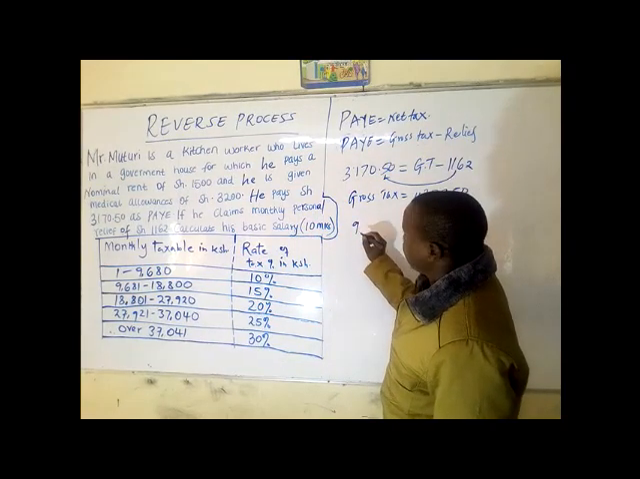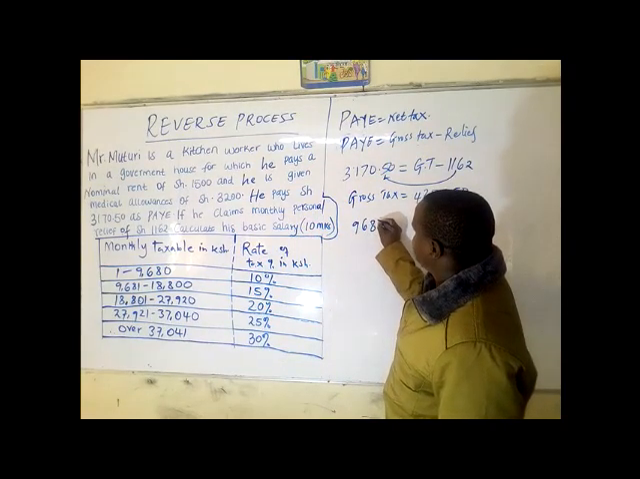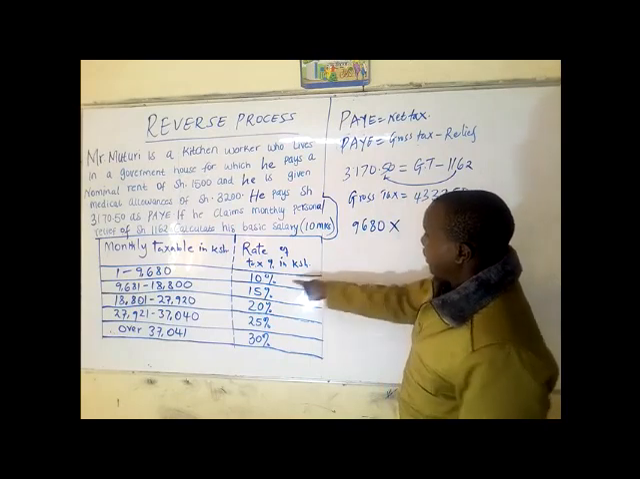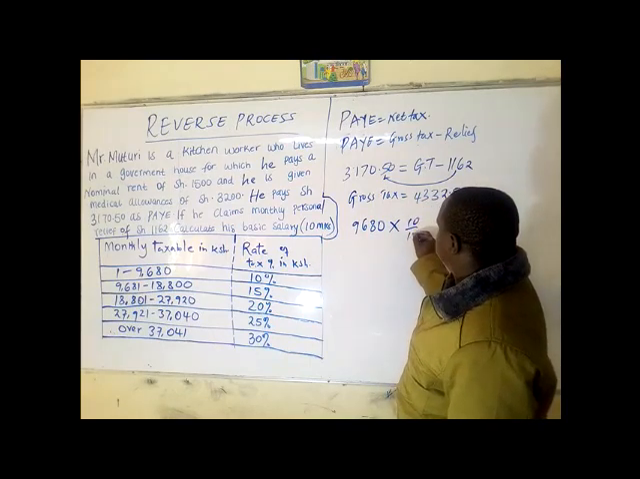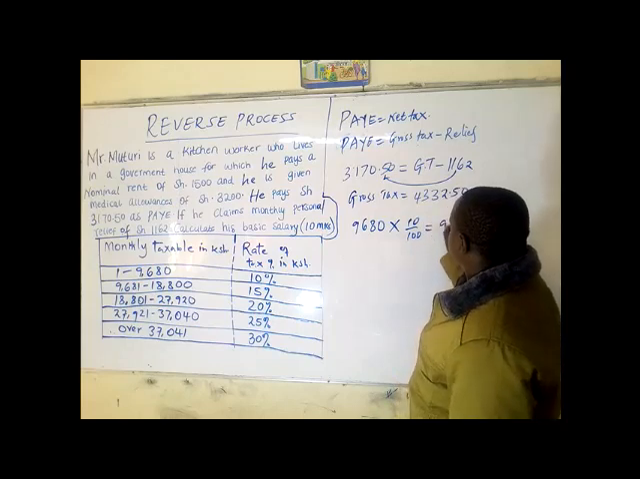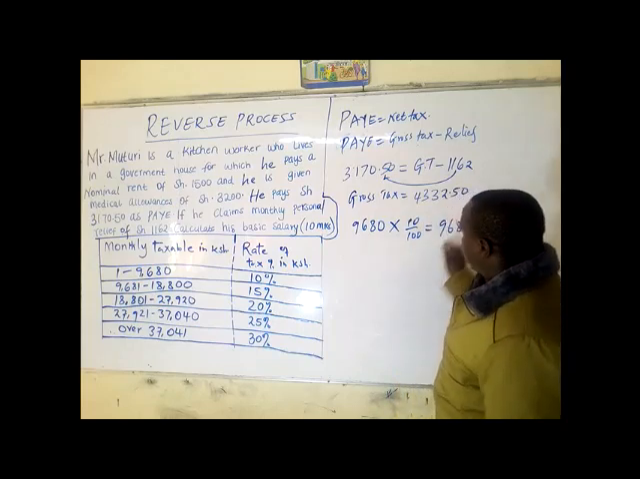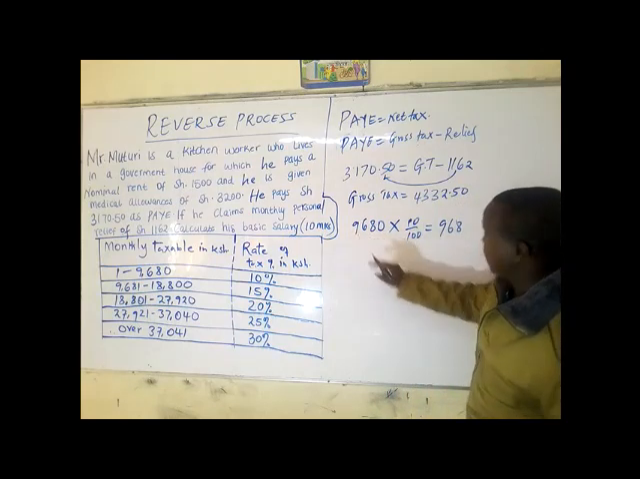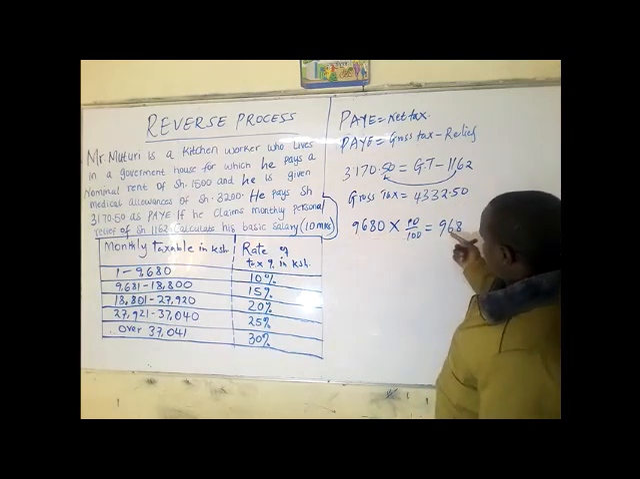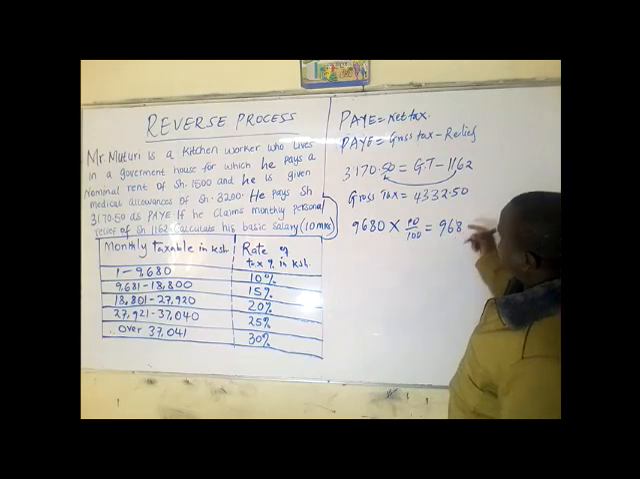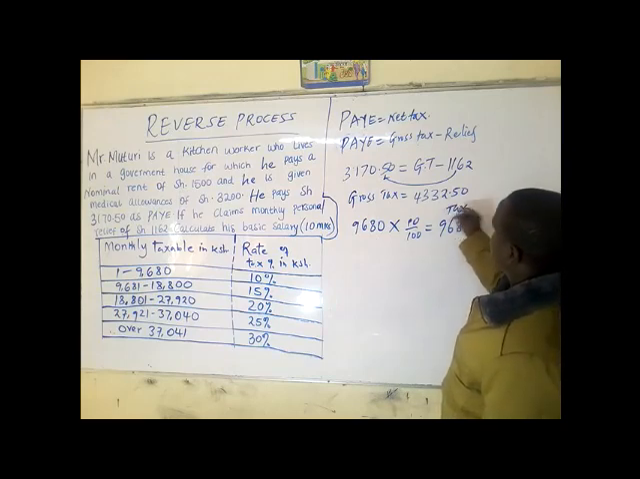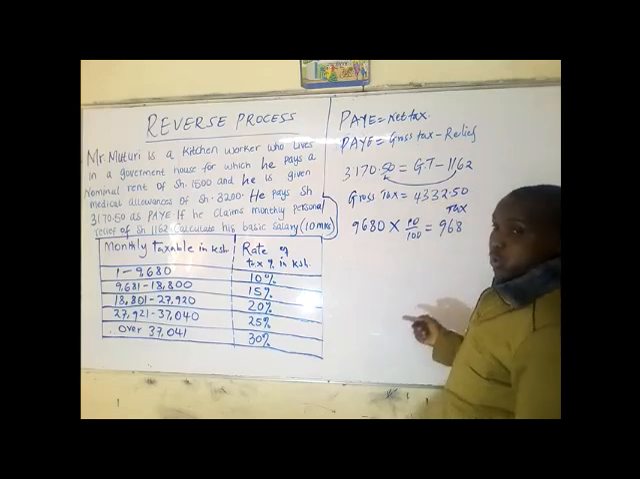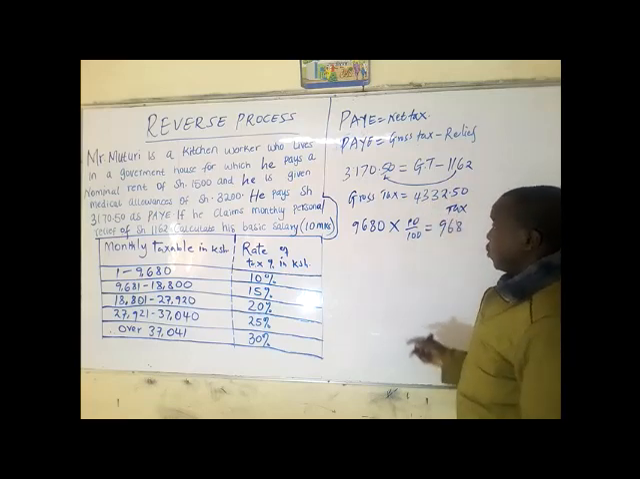Now 9,680 times 10% over 100 will give us 968. So this is our tax, and this is the taxable income. As you can see, this is 968. This is the tax, and our total gross tax is this 4,000. So we have not yet reached that, so we'll go to the next.